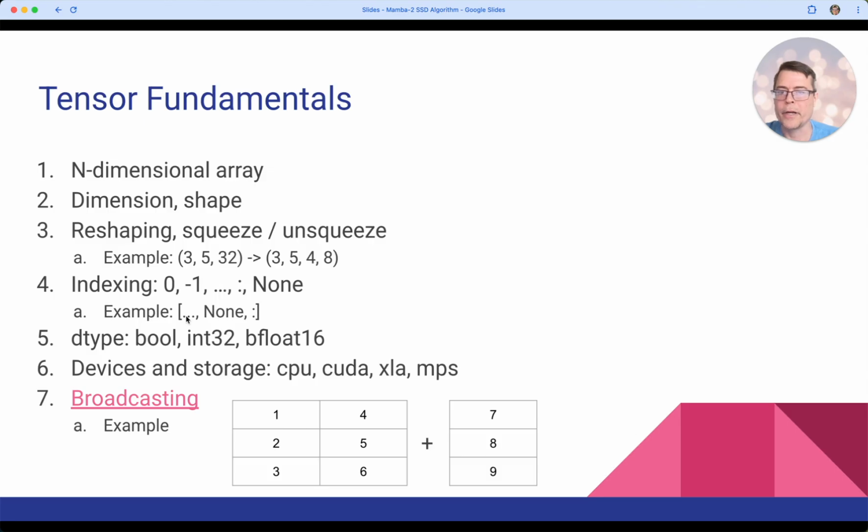Dot, dot, dot is like a greedy match. So if you're trying to refer to a particular dimension, you can say, hey, I'm going to use dot, dot, dot to match all of the higher dimensions. Maybe here, dot, dot, dot would refer to all of this up here. And then colon says, hey, I want all the numbers in this dimension. And then sometimes when you're reshaping, you might see the value none. So here, we're reshaping a tensor, say like this, and the dot, dot, dot matches the 3 and the 5, and the colon matches the 32, and then the none says we want to insert a dimension of length 1 above the 32. So you'd end up with a 3, 5, 1, 32 tensor.